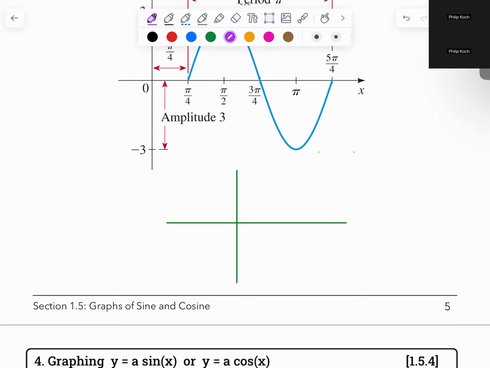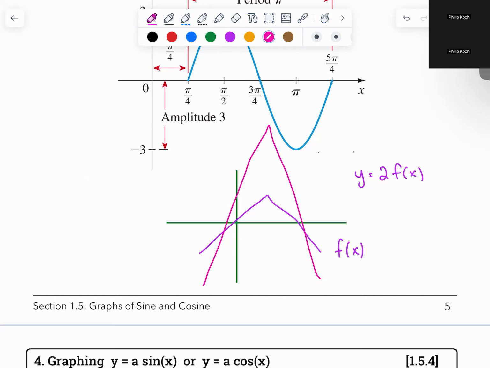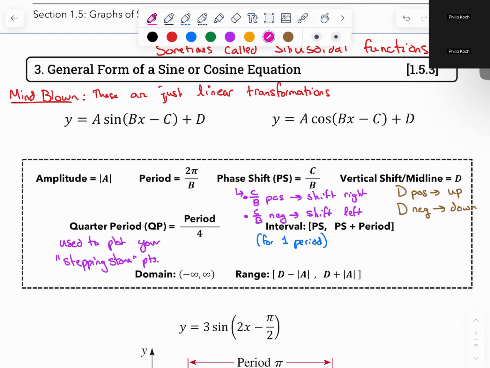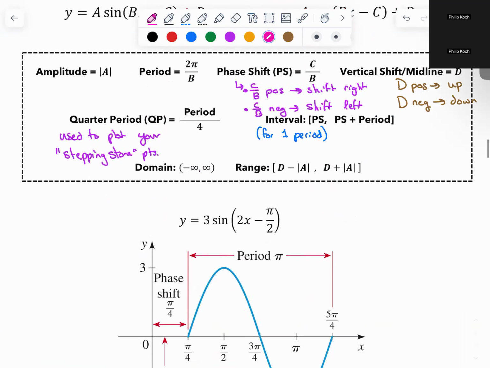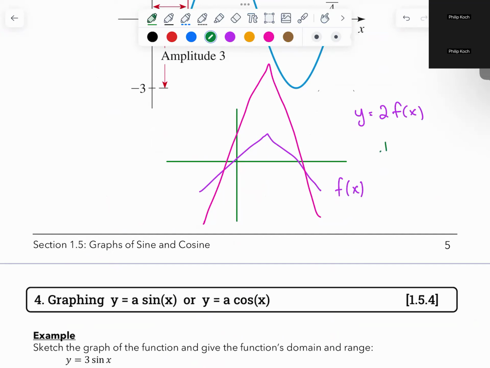So if this is the function f of x, what was the function y equals 2 f of x? That was a vertical stretch because, remember, f of x represents the y value. So if I double the y value, it means that I'm stretching it vertically. So this one would go like this. And so that's what the amplitude's doing. We're multiplying it in front of a sine function or a cosine function, so it's stretching the graph or shrinking it, because we could also have something like 1/2.